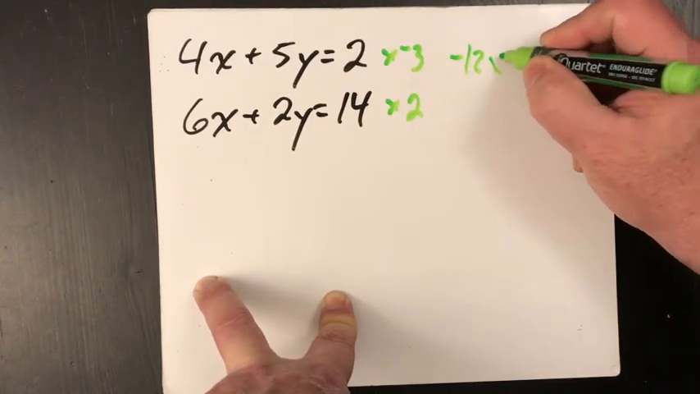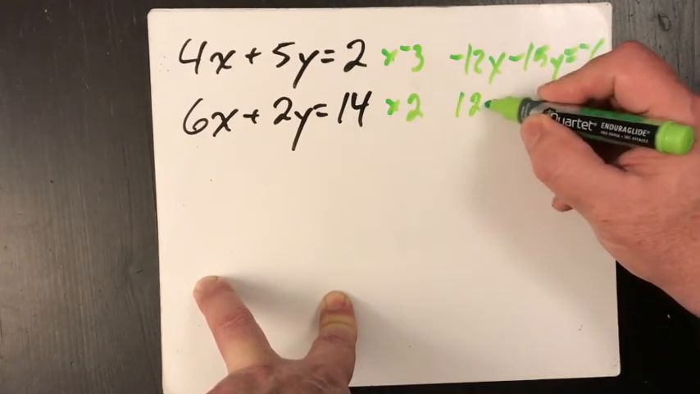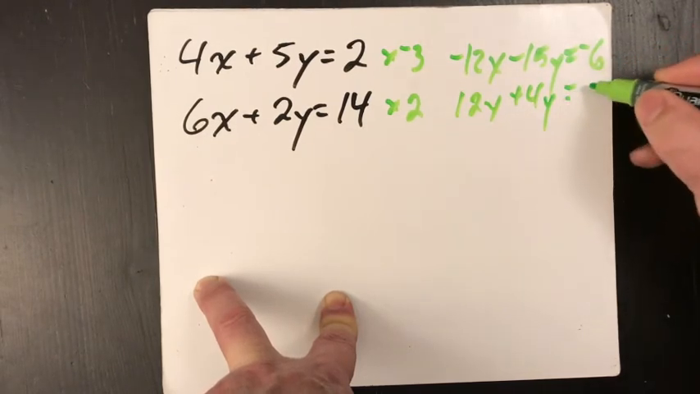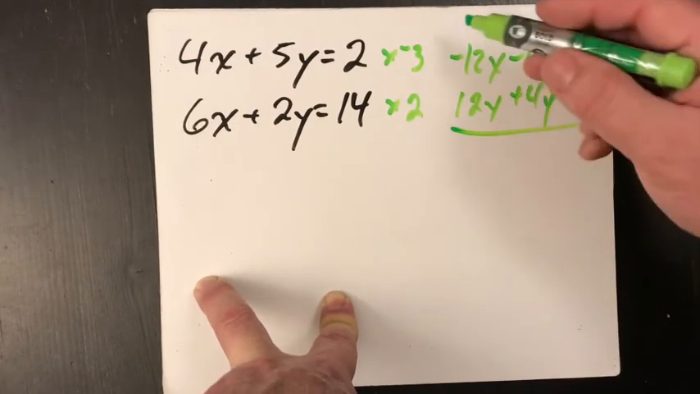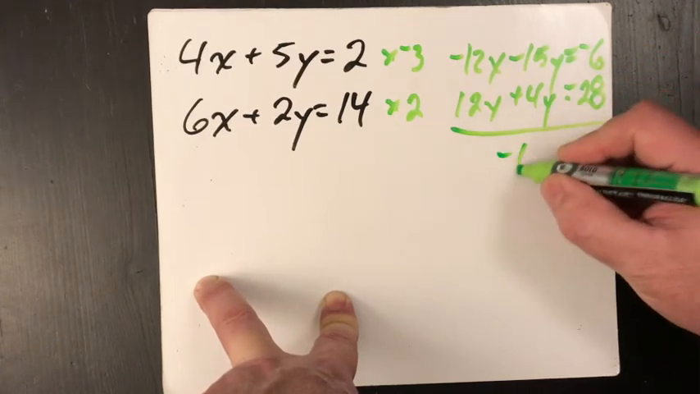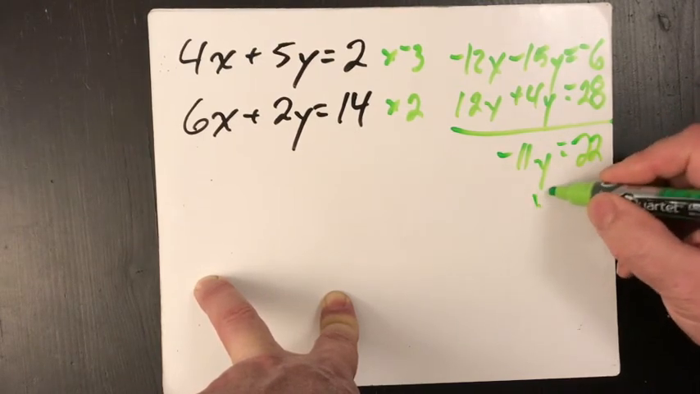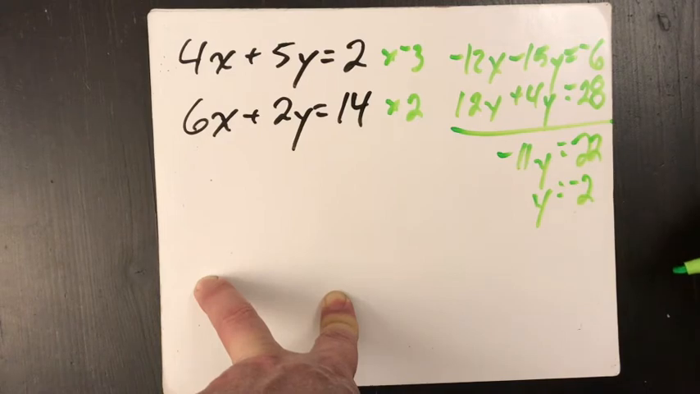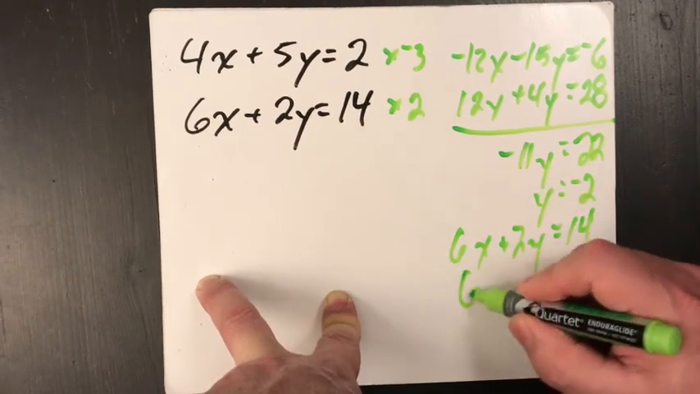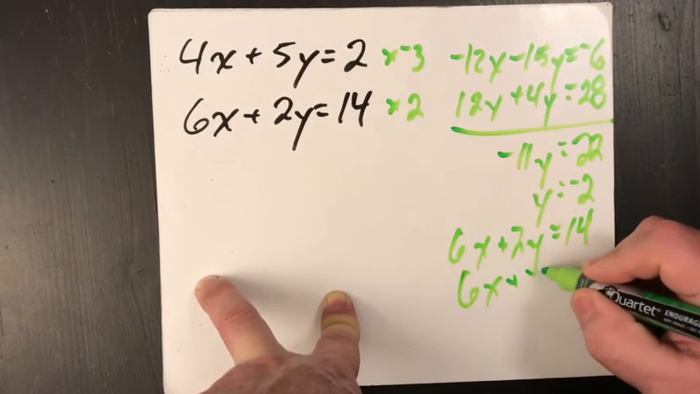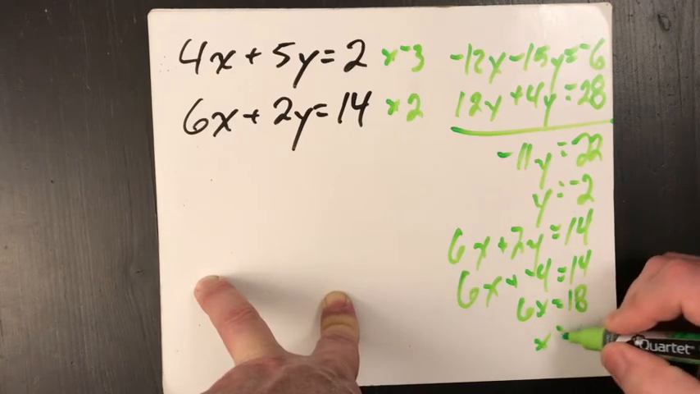This gives me negative 12x, negative 15y, and negative 6. And then on the bottom line, I'm going to get positive 12x, positive 4y, and positive 28. X's drop out. Negative 15 plus 4 is negative 11y. 28 plus negative 6 is 22. Dividing both sides by negative 11, we get y is negative 2. So this becomes that 2y becomes negative 4. Adding 4, we get 6x is 18, which means that x is 3.